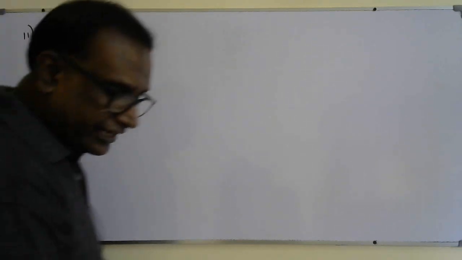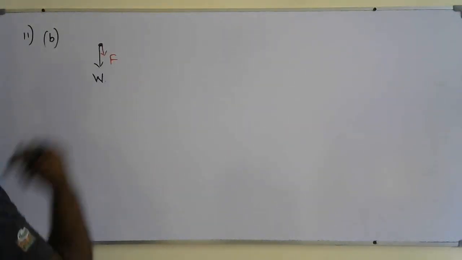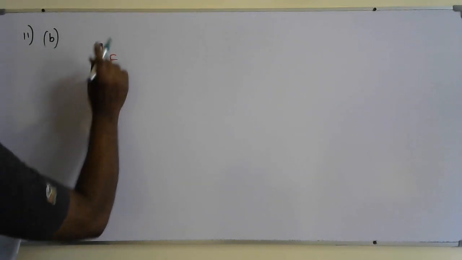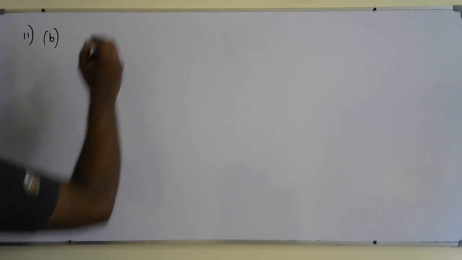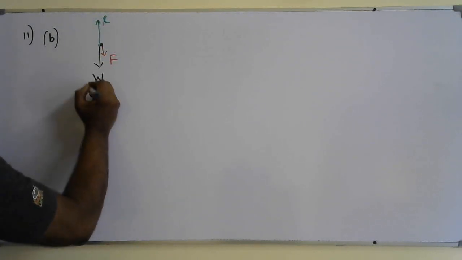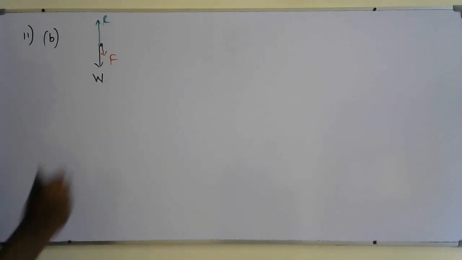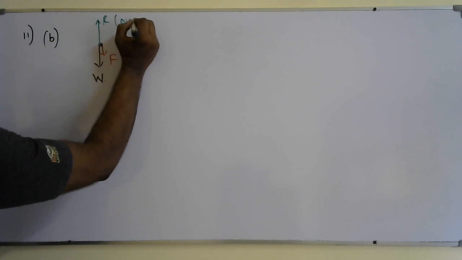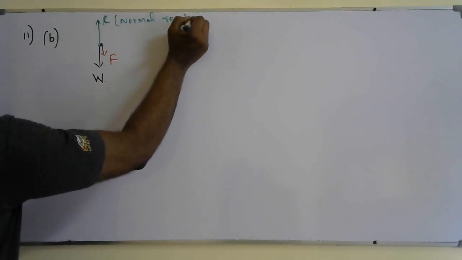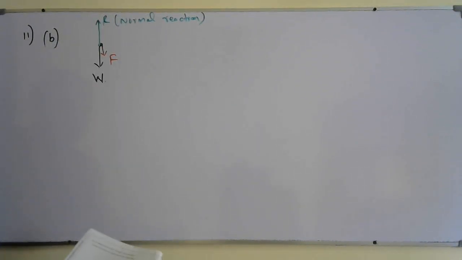then the normal reaction exerted by the table. The length of the normal reaction should be longer than these two, because that should be equal to the normal reaction. R must be equal to W plus F. So if you add these two lengths, that must be equal to R. You can say R, normal reaction. So that should be longer than these two lines.